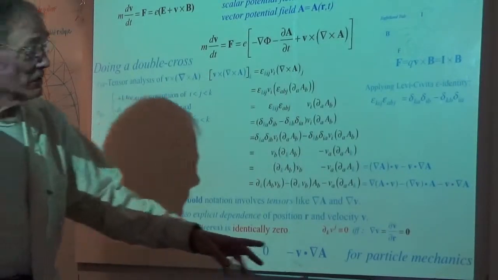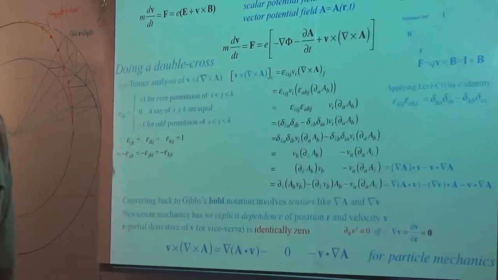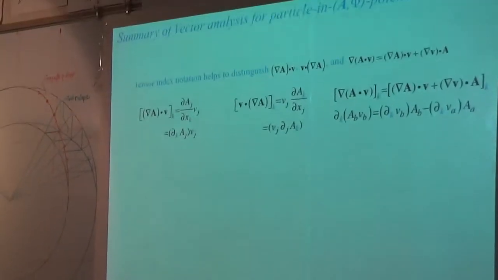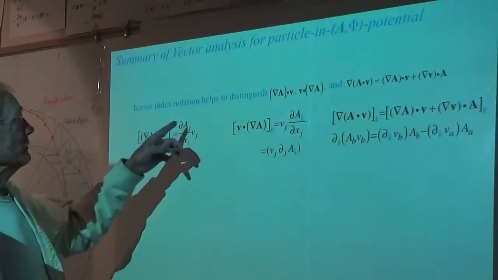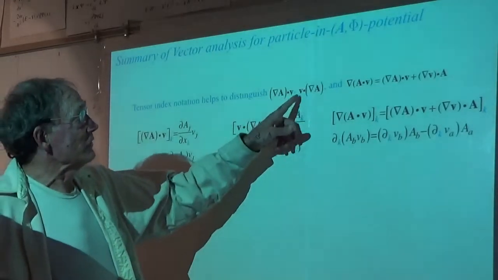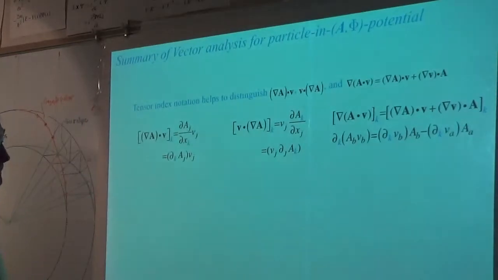Now this is for particle mechanics, where the velocity and position are independent variables. So a real take-home message here is that tensor index notation helps to distinguish things like this and this and this very nicely.